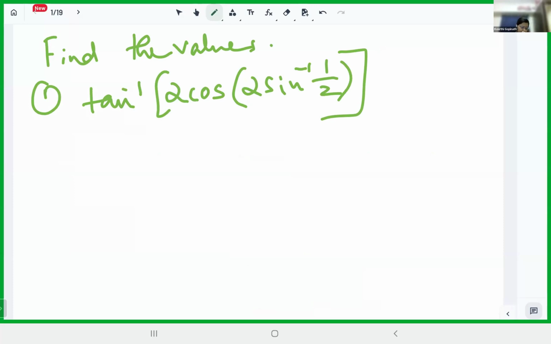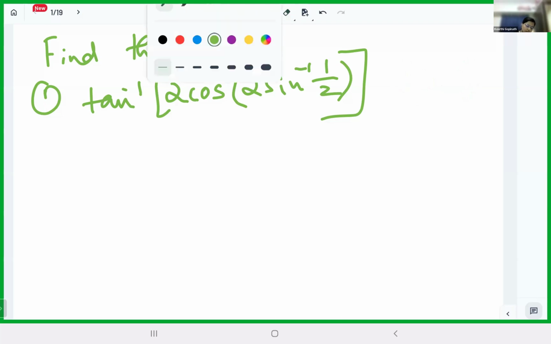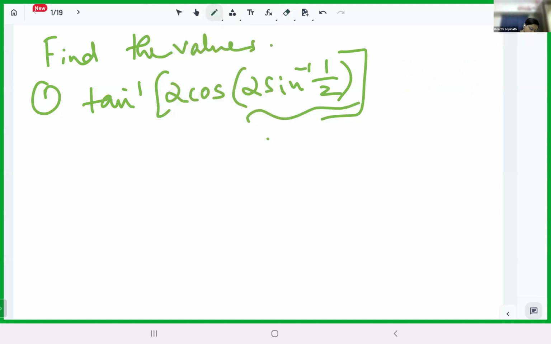So how can you find the value of this particular function? If you are given a function like f of g of x, we start from g of x, then we solve that, right? Similarly, we have to start from the values inside the bracket. So start from here. Do you know the value of sine inverse of 1 by 2?